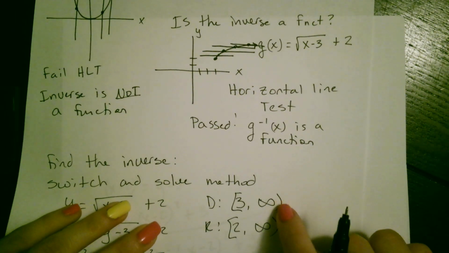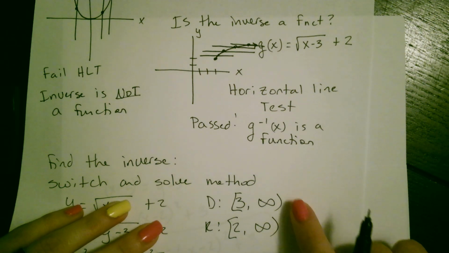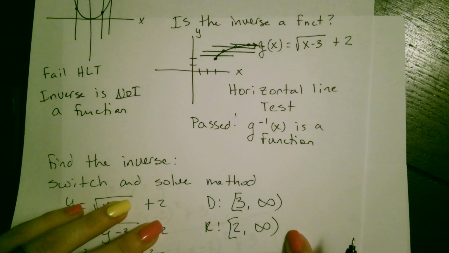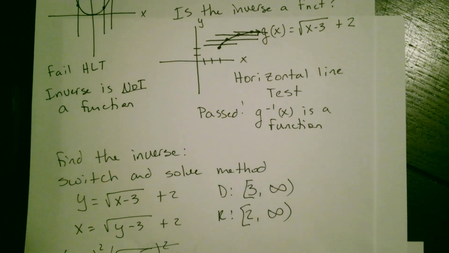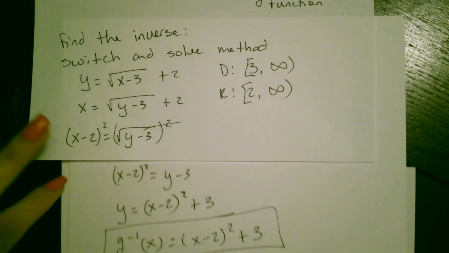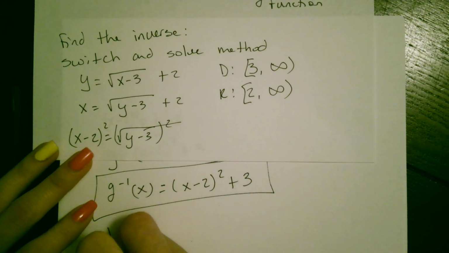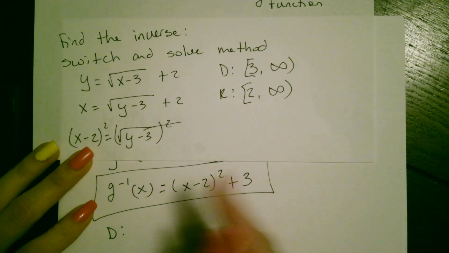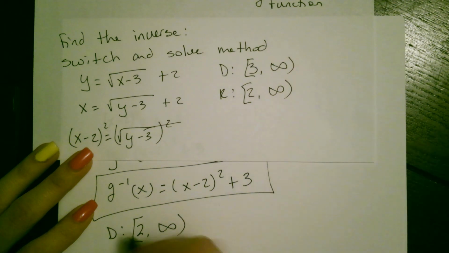So the domain of the original function becomes the range of the inverse, and the range of the original function becomes the domain of the inverse. So for my inverse, we can write down the domain and range. Scooch this up a little bit. So for my inverse, the domain is the range of the original function, so 2 to infinity, and the range is the domain of the original function, so 3 to infinity.